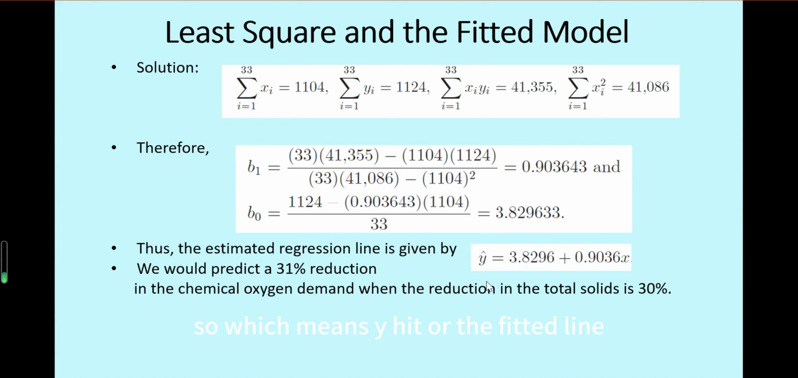So this is the result for the fitted line: y hat equals b0 plus b1x here. And from this fitted line, we can also get a point estimation or prediction. For example, at a 31% reduction level, we can get a 31 reduction in the chemical oxygen. This is y hat when x, or the reduction in the solids, is 30%.